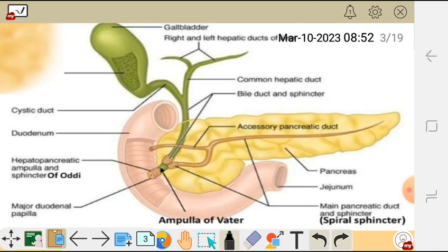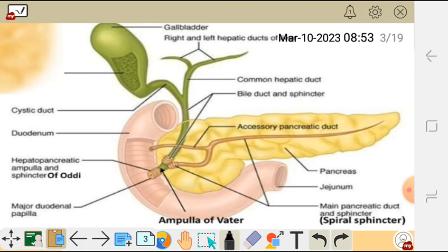So on this diagram here, we see the pancreas and the gallbladder there. Now the cystic duct, which is the duct coming from the gallbladder, joins with the main duct of the pancreas, and they form what we call the ambula of Vater, which now opens into the duodenum. The sphincter, which controls the secretion of bile and pancreatic juice, is the sphincter of Oddi.